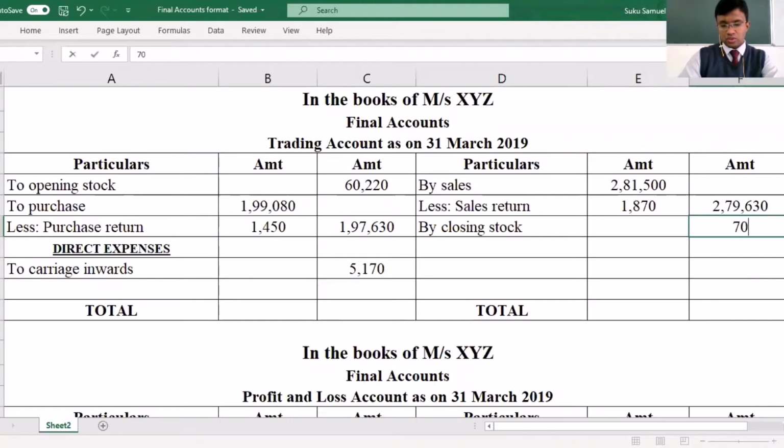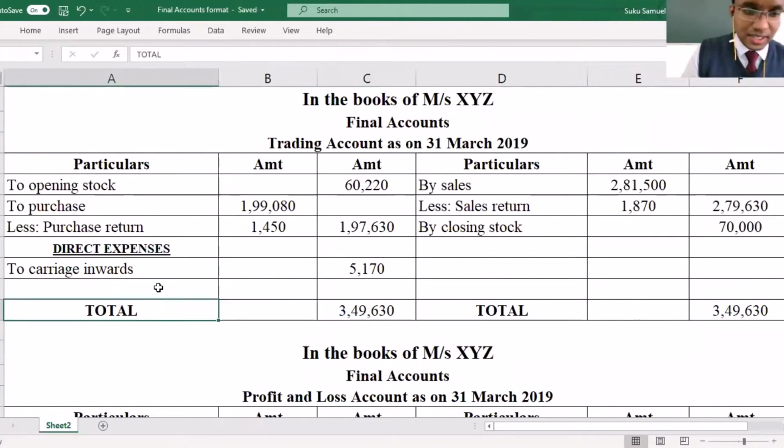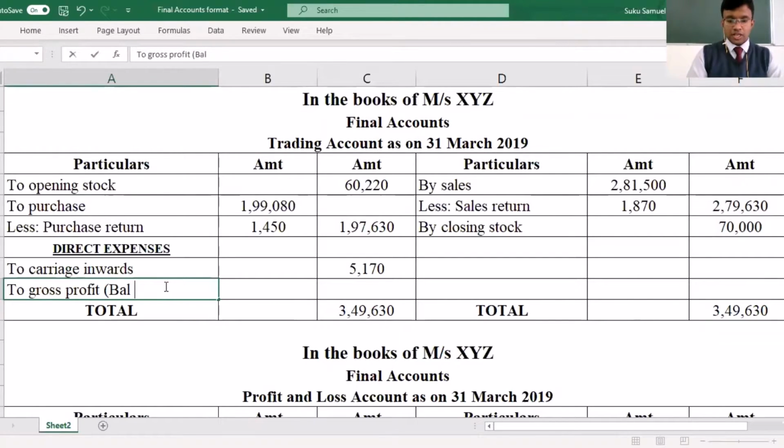Now we also have to consider closing stock. How much is closing stock? Closing stock is 70,000. If you add up all this together, you would notice that your debit side is more than your credit side. Since your debit side is 3,49,630, the credit side should also be 3,49,630. So the balancing figure will be falling on the debit side.